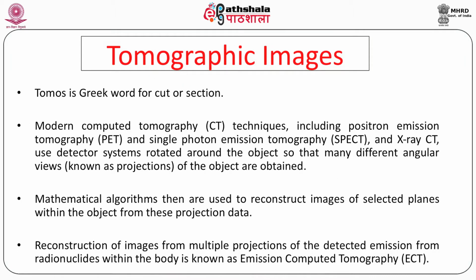Tomography images we are talking about, and I already mentioned what tomos means. Tomo in a Greek word is for cut or section. As I explained in a very simple way, you take an apple, cut it in different slices, each slice is one tomogram. Modern computed tomography (CT) techniques, including positron emission tomography or single photon emission computed tomography and X-ray CT, use a detector system rotated around the object so that many different angular views can be taken, and finally by using a reconstruction technique you are able to get the image in three-dimensional form.